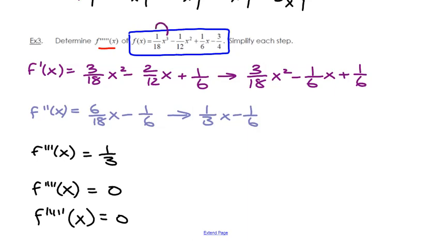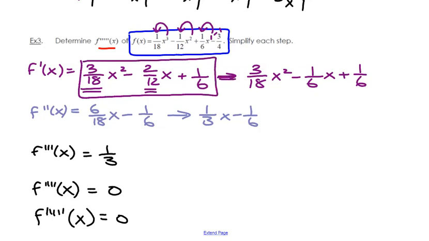We're going to take the 3, multiply the 1 over 18, and so I get this guy right here. And subtract 1 from the exponent, so x squared. Take this guy, 2 times 1 over 12, and I get 2 over 12. Subtract 1 from the exponent, x to the power of 1. Okay, this has a 1 right here, multiply the 1 over 6, and so I get 1 over 6 again. But subtracting 1 from the exponent gives an x to the power of 0. That disappears. And then the negative 3 over 4, when you take the derivative, it's going to give you a 0. Now I can clean up this function on the side right here.